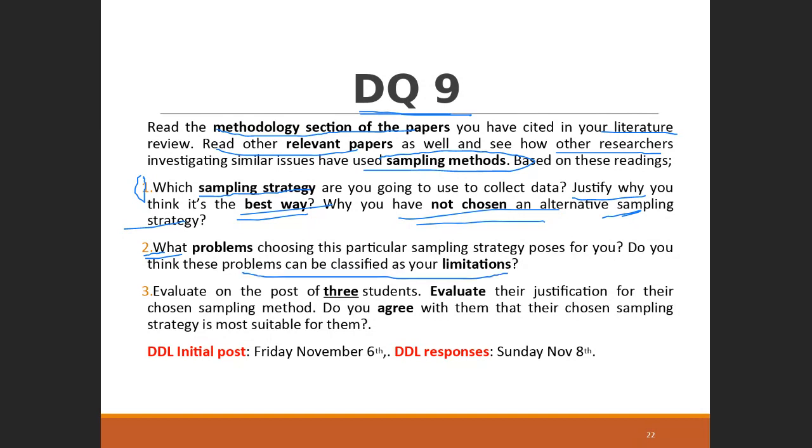Thirdly, evaluate the posts of three students, evaluate their justification for their chosen sampling methods. Do you agree with them that their chosen sampling strategy is most suitable for them? They will be telling the reasons why they have chosen that particular sampling strategy, so you will be in a good position to evaluate whether their reasons are sufficient or not. The deadline for the initial post is November 6th, and the deadline for the responses is November.